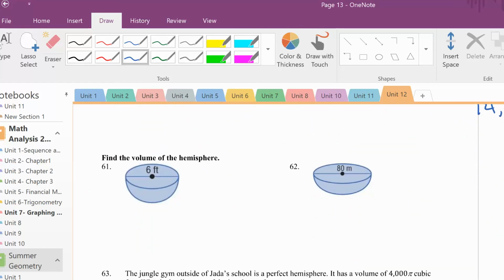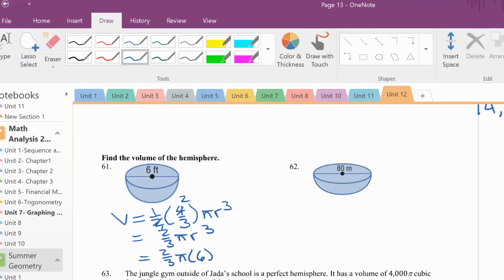All right, here, find the volume of the hemisphere. Well, remember the hemisphere is half of a sphere, so it's half of 4/3 pi r cubed, which means it's going to be 2/3 pi r cubed. So it's going to equal 2/3 pi times 6 cubed, and that is equal to 56.5 cubic feet.